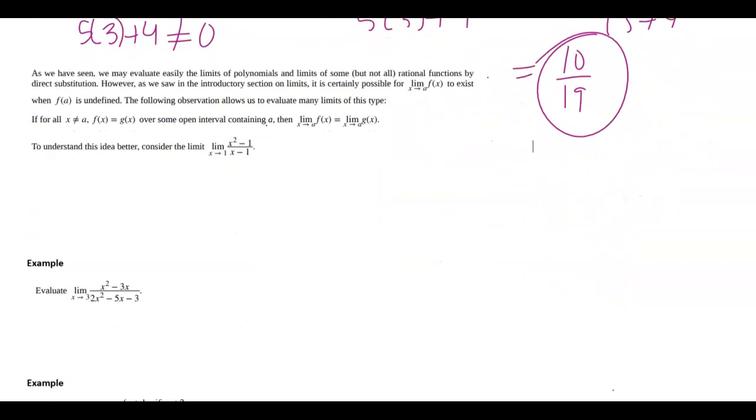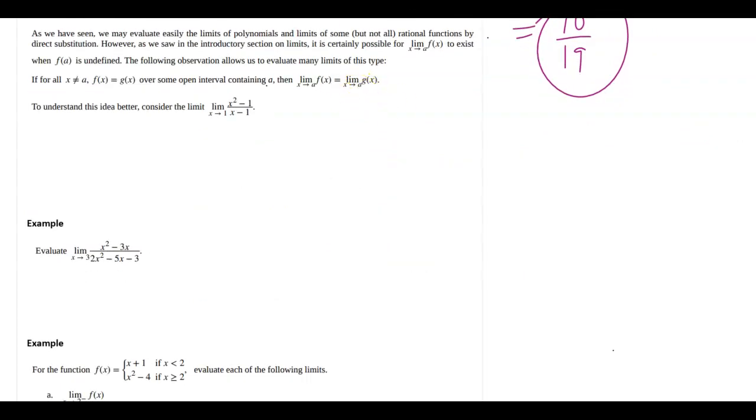Sometimes when we go to plug in for direct substitution, though, we're going to end up having some issues, especially when we're looking at rational functions. So if I can algebraically manipulate that function so that, except at a, because we're taking this limit as x goes to a, these functions behave the same everywhere except a, then the limit of the original function must be the same as the limit of the one that's behaving just like it, just not at a. Let's look at this as an example.